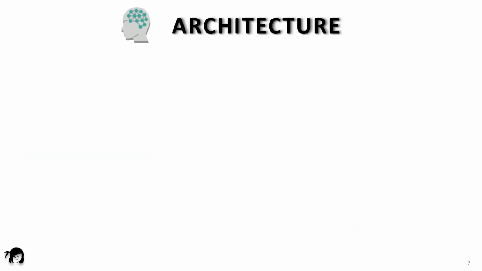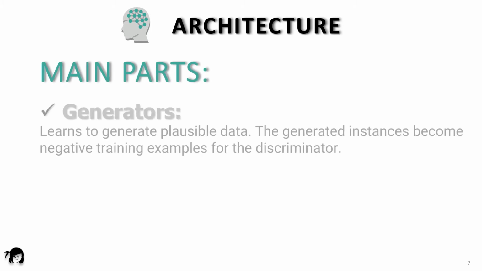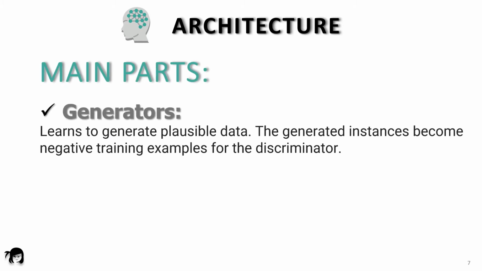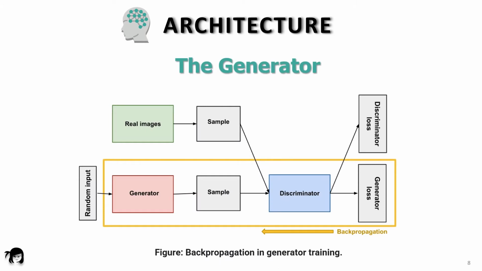A generative adversarial network, or GAN, has two parts. The generator that learns to generate plausible data. The generated instances become negative training examples for the discriminator. Then the discriminator learns to distinguish the generator's fake data from real data. The discriminator penalizes the generator for producing implausible results. Generator training requires tighter integration between the generator and the discriminator.